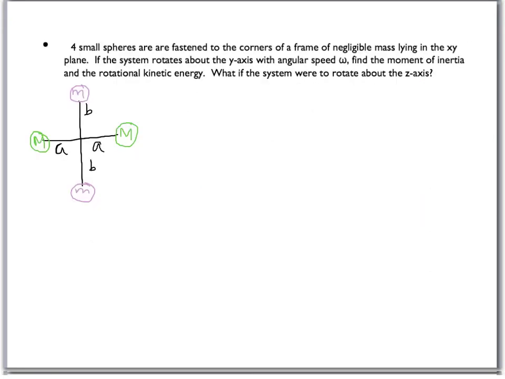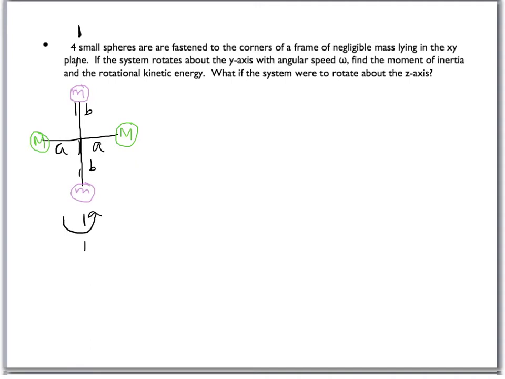Let's look at an example where we will find the moment of inertia and the rotational kinetic energy. Here we have 4 small spheres that are fastened to the corners of a frame, where the frame itself will have negligible mass, so we will not need to pay attention to the mass of the black rods connecting the masses. This thing will be lying in the xy plane, and the system's going to start out by rotating around the y-axis. If we were to look at where that y-axis is coming through, we're starting out with the y-axis coming through here, and the system rotating about this axis.